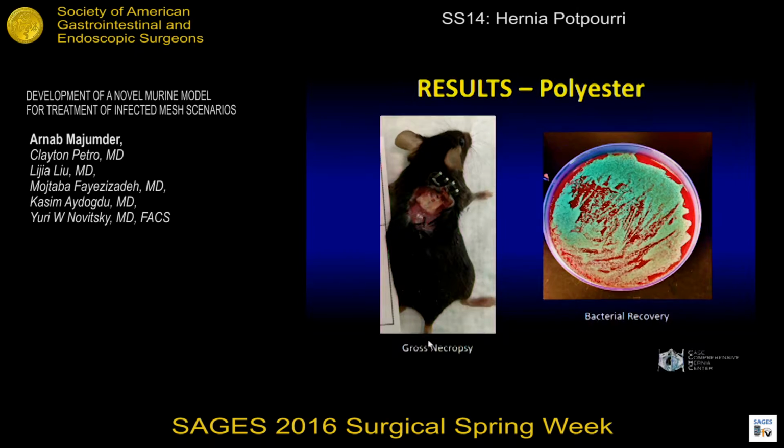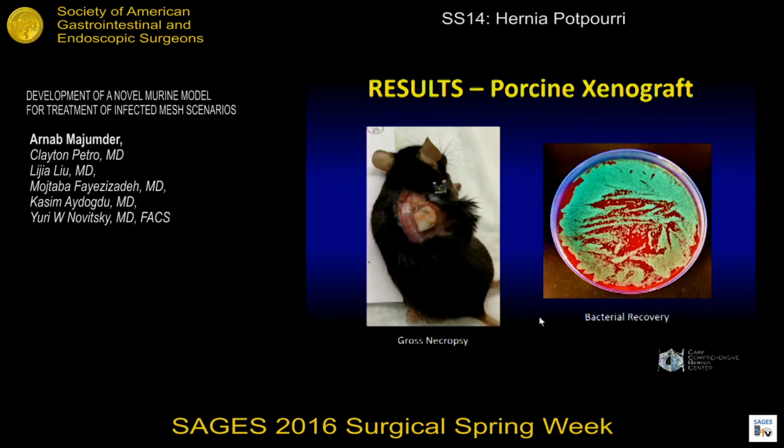The polyester mice had significant purulence, lots of MSSA recovery, and variable degrees of integration. The porcine mice, interestingly, had significant biofilm formation, and these meshes were effectively not integrated whatsoever. They could be roughly plucked out of the field with little to no dissection.